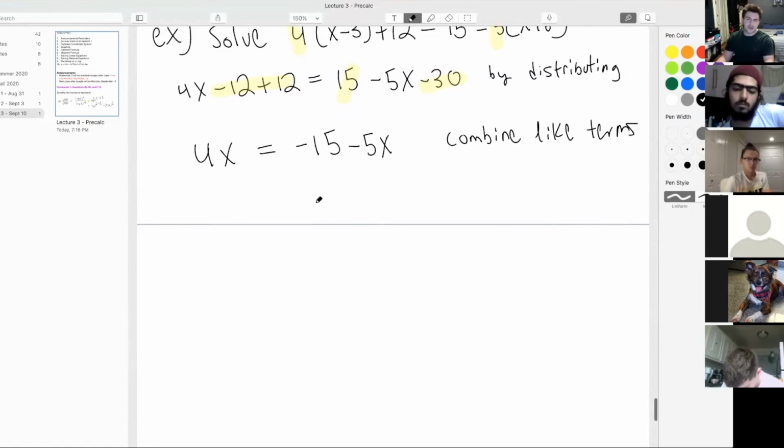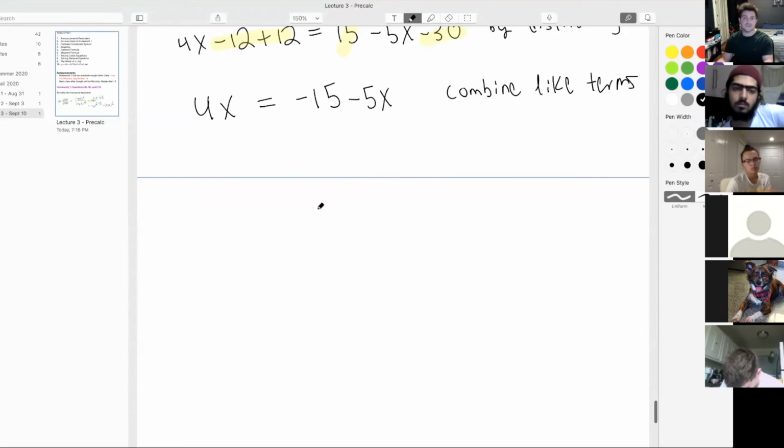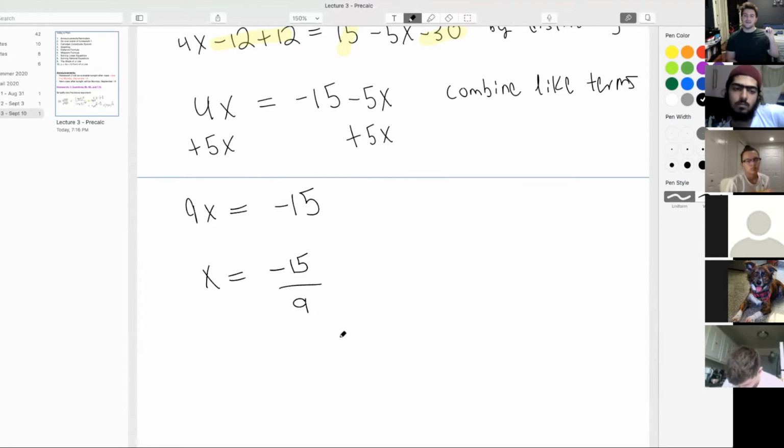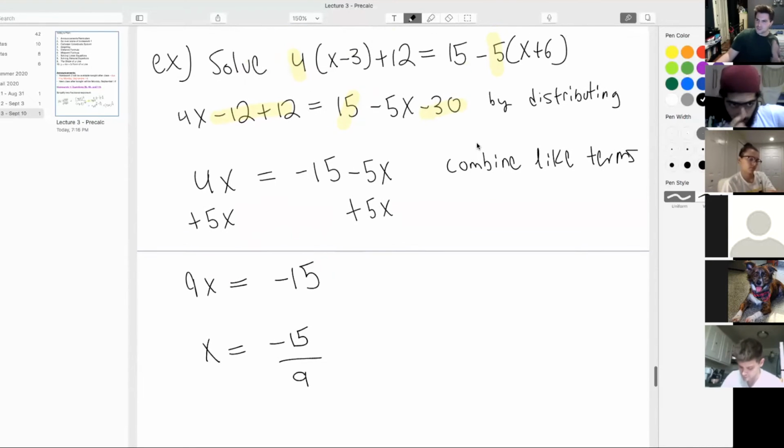And remember, the goal here is we want to isolate x, okay? We want to get all of our x's to one side. So how about I add 5x to both sides? Okay, so that'll give me 9x is equal to -15. And finally, divide both sides by 9. I'll get x is equal to -15 over 9. All right. So I hope this is okay with everyone. No one's asking questions just because it's super easy, but I hope it's okay.